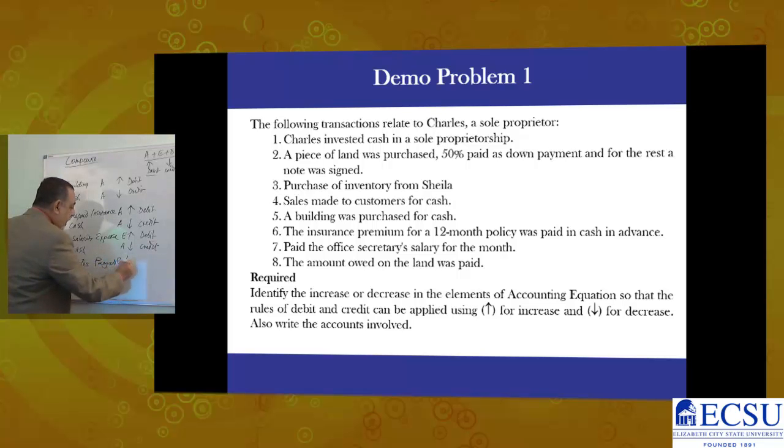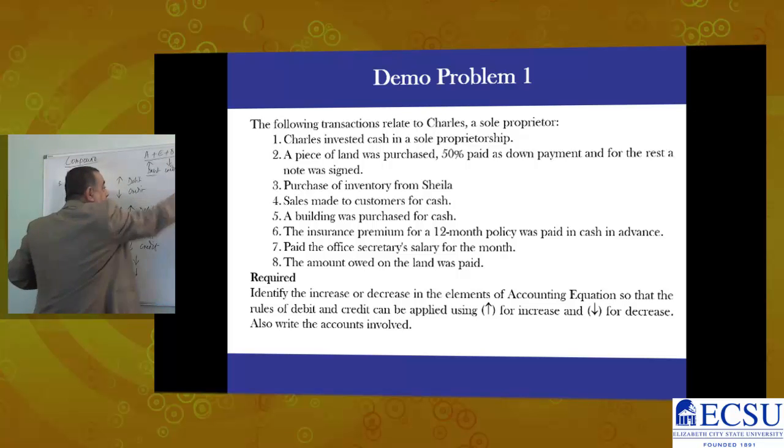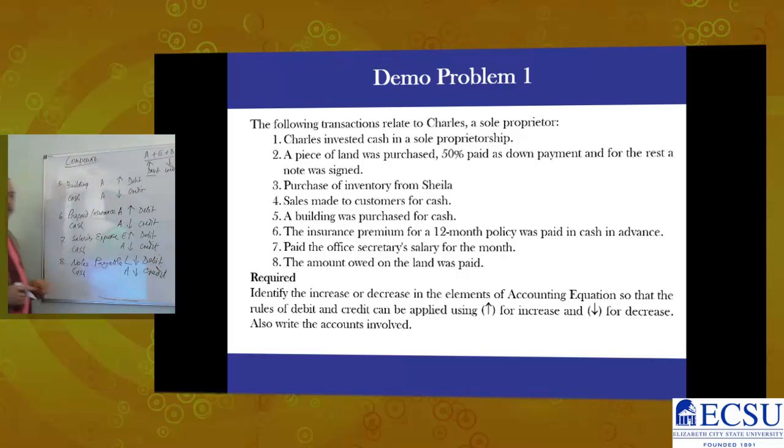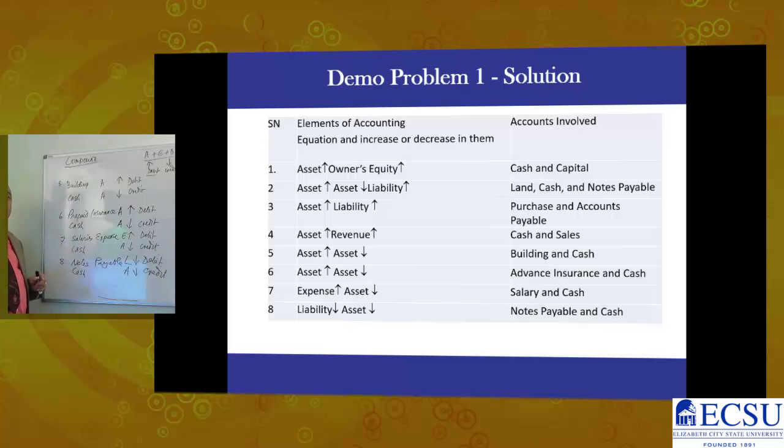Now notes payable is a liability. It is decreasing because I'm paying it. And cash is an asset. It is also decreasing. So if a liability decreases, what do? Debit. When an asset decreases, what do? It is a credit. Now you must have noticed in all these things that we have done so far, if one account is debit, the other account will be credit automatically, because the debit and the credit have to be equal in the double entry system of accounting. So that is demo number 1.